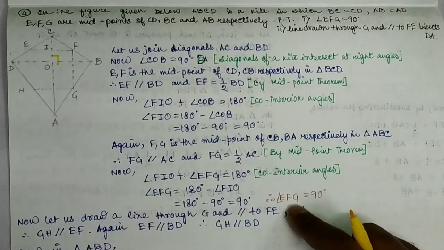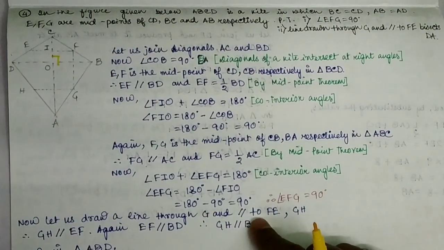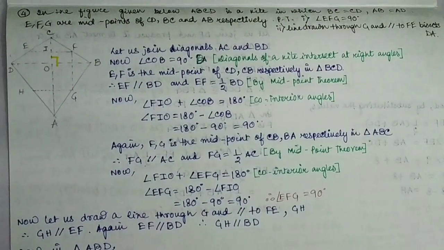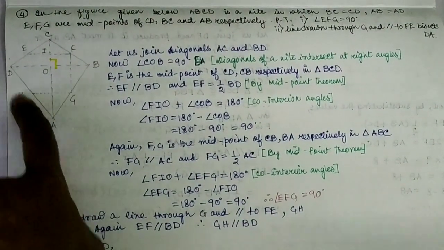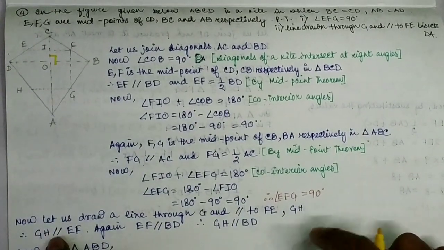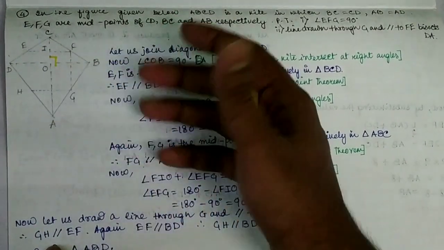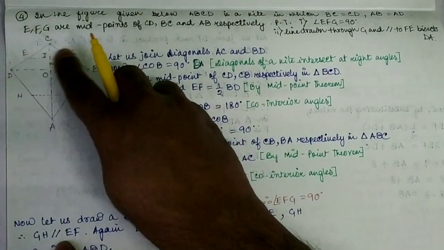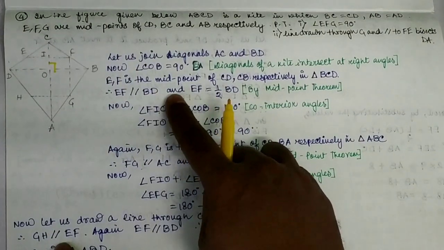Okay, now next part. Now let us draw a line through G parallel to FE. We are drawing a line through G which is parallel to FE, and the point at which the line from G cuts this side AD, we are calling it H. So now this GH will be parallel to EF, as it is told in the question only. We all know that this EF was previously parallel to BD. We have proved it over here.